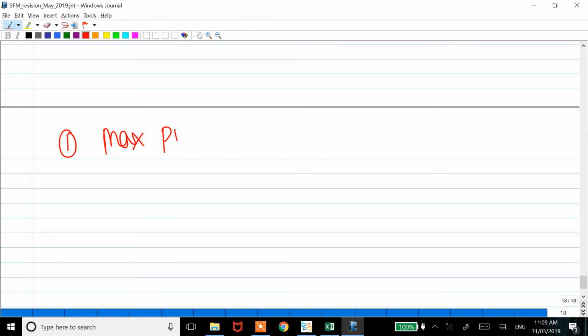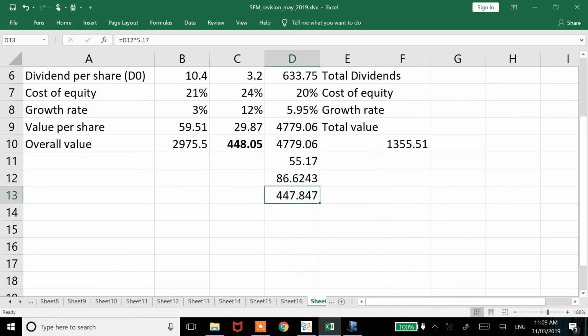Maximum purchase consideration from the buying company's point of view. You can write in bracket 4779 minus 2975. That is post merger value minus pre merger value. Because of the merger, what is the benefit I get? The benefit I get is what I am calculating here.